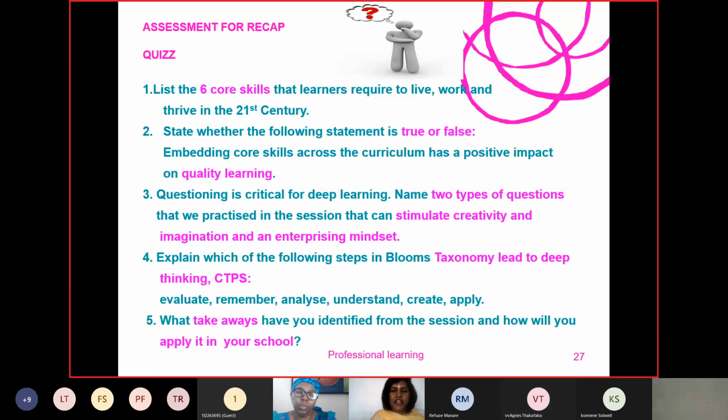What takeaways have you identified from this session and how will you apply it? Anybody, just give me one thing that you took away, one thing that you learned that you can go and apply in your school or you can use yourself as a leader. One learning point that you identified. Something that you learned. Assessment for recap. Okay, brilliant.